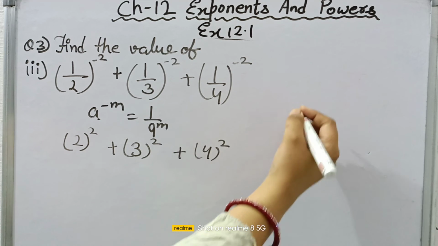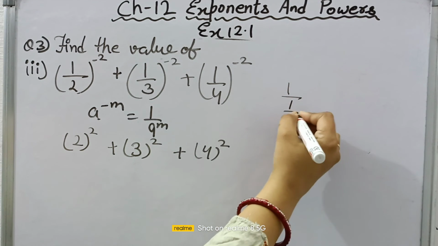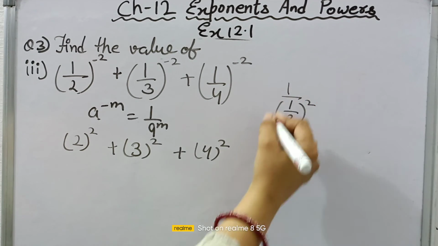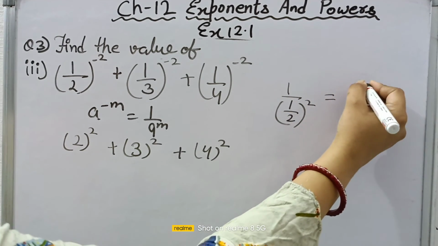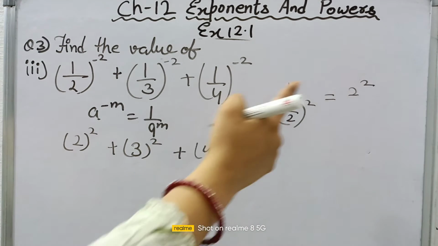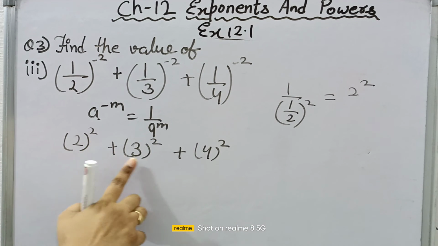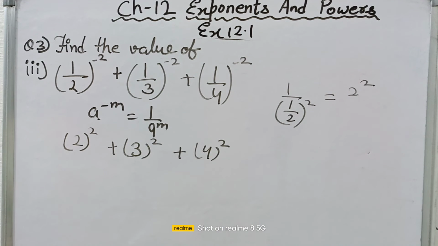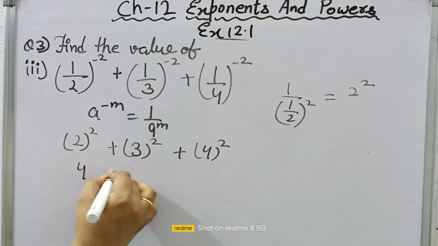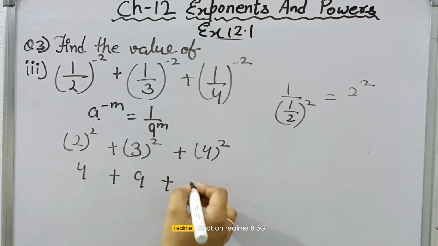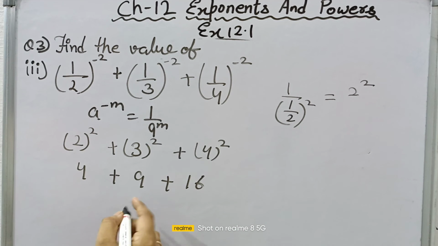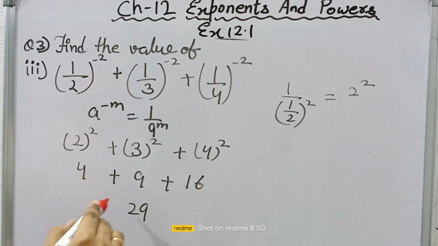You can check, if we write 1 upon 2 to the power minus 2, when we solve it, it will become 2 raised to the power 2. So by this, I have written 2 raised to the power 2 plus 3 raised to the power 2 plus 4 raised to the power 2. Now we have to find out the square of 2, 3 and 4. So square of 2 is 4, square of 3 is 9 and square of 4 is 16. Now simply add them and you will get the answer. So this 29 is your answer for this. So this is how you have to find value of given expressions, right?